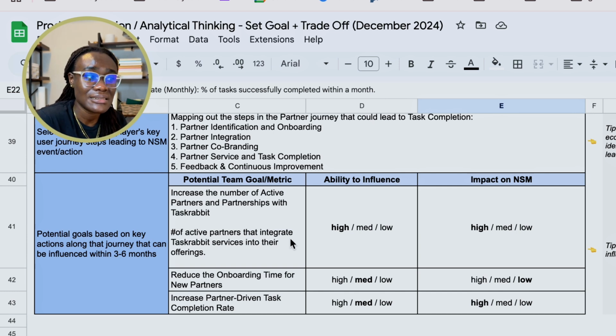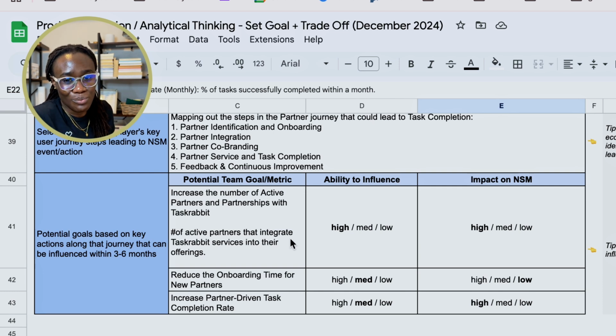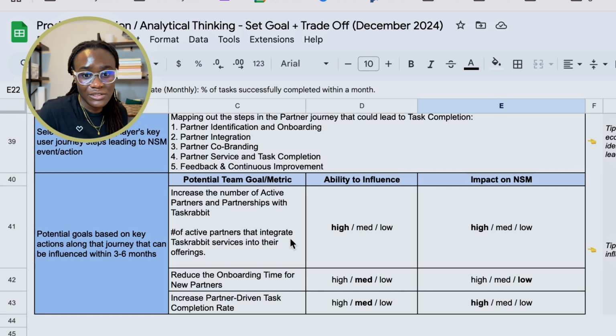And increased partner-driven tasks, I ranked as high on the impact because more tasks completed is high, but when it comes to ability to influence it, we really can't do much about users' choices to have TaskRabbit complement their tasks. So there's a lot that we cannot control in that transaction. The home service provider can offer TaskRabbit as a complementary service to their user, but the decision is still ultimately up to the user, and I think that we have less impact on that compared to us having more partners. So more partners is hopefully going to make up for us not having direct impact on the user's choice to use TaskRabbit when they purchase a service.